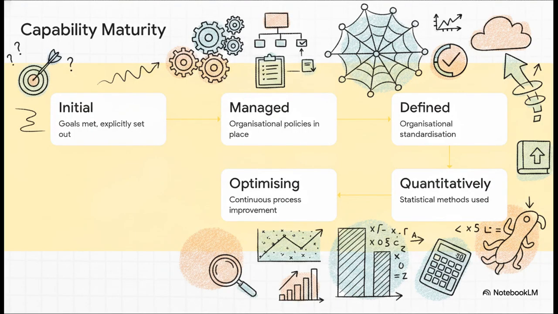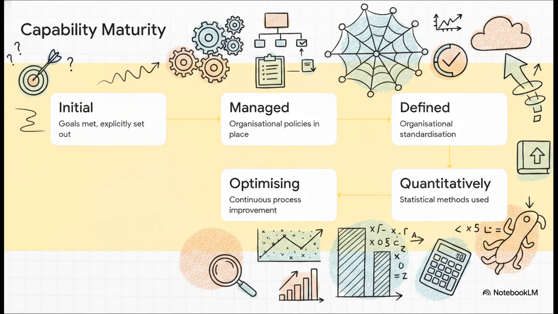So let's meticulously walk through the progression of these 5 levels. You really need to know these intimately. Level 1 is initial. At this baseline level, goals are met and the scope of work is explicitly set out and communicated to the team. But it's pretty basic. It's often very ad hoc and chaotic.